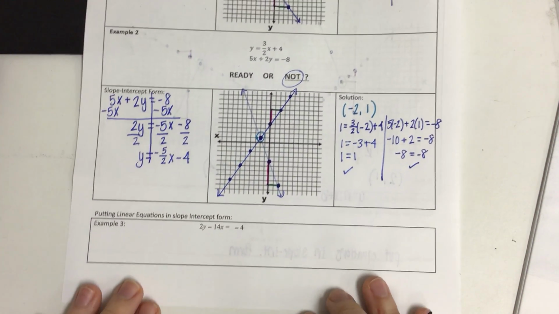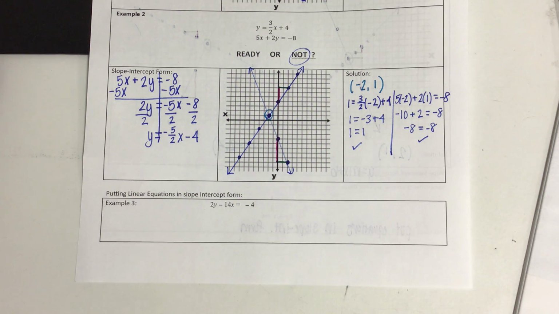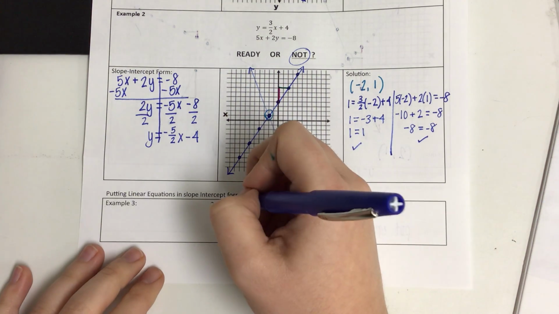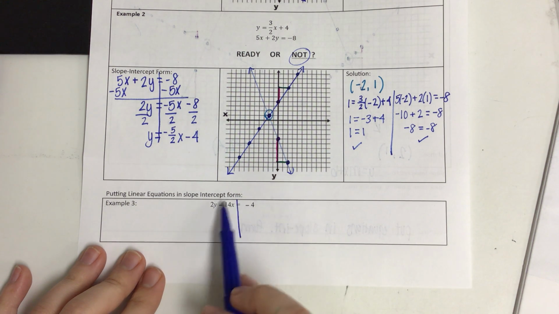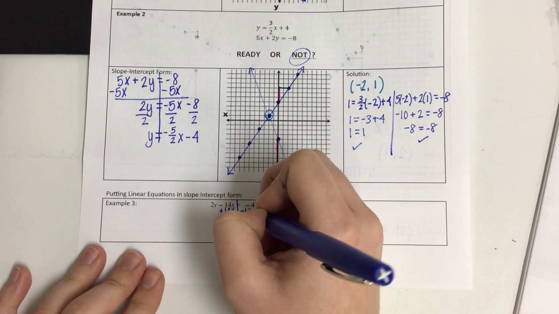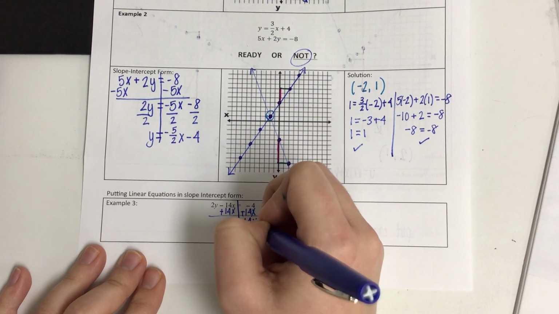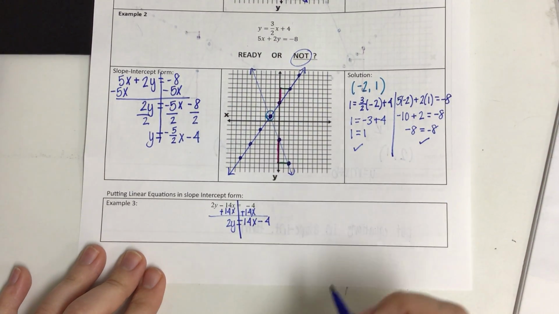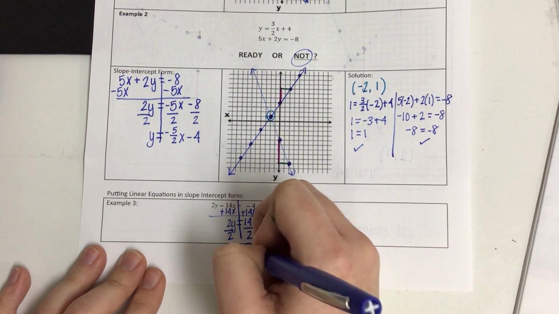Okay, and then our last one, putting linear equations in slope-intercept form. This one's just a little bit different format, but it works the same. We're still trying to get y by itself. So we have a -14x, so we're going to add 14x to move it to the other side. So we have 2y = 14x minus 4. And then we'll divide everything by 2. So we get y = 7x minus 2.